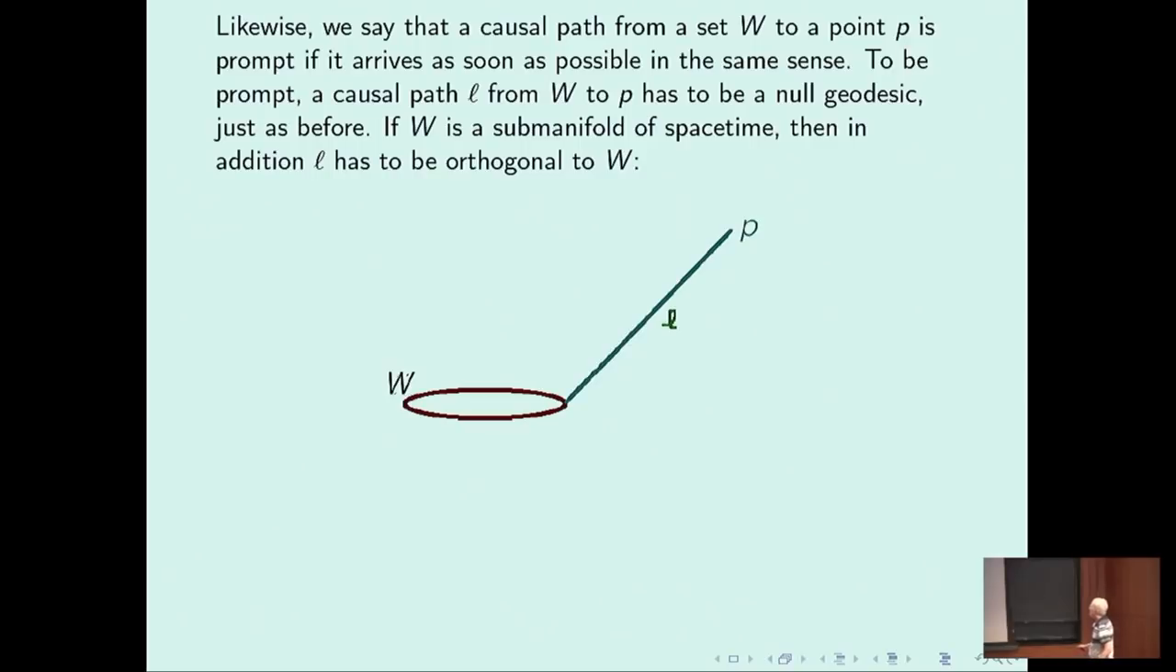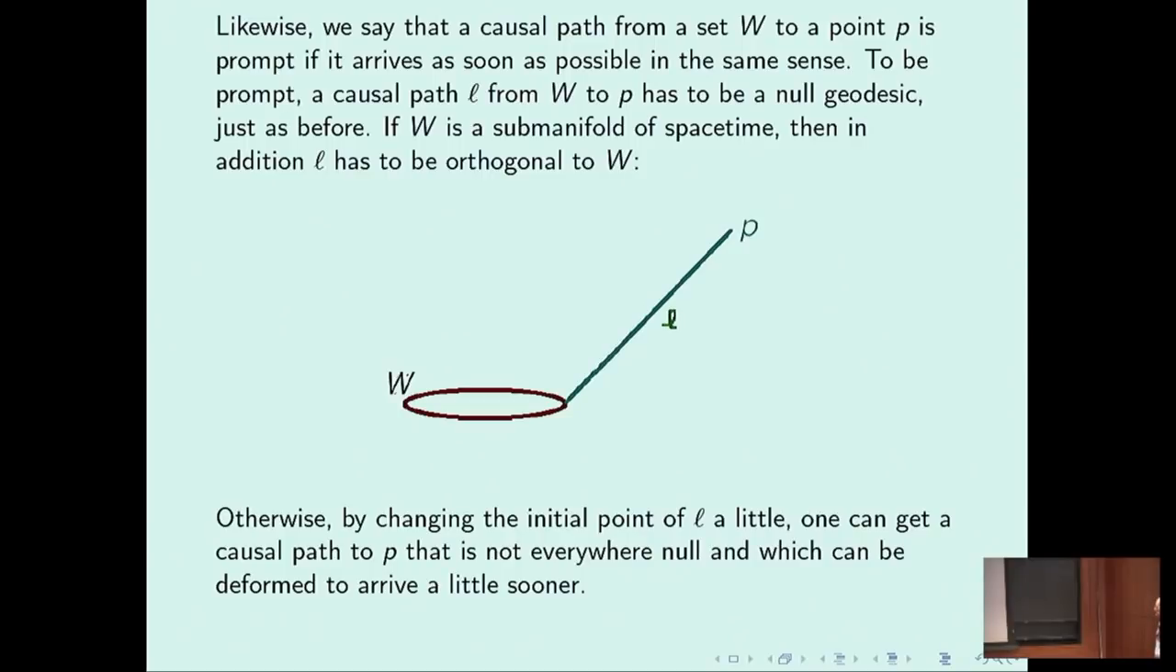So L is prompt if there's no path that would have arrived slightly before P. The same arguments show that a causal path to be prompt has to be a null geodesic. And very, very importantly, if W is a submanifold, then in addition, L has to be orthogonal to W. The argument for that last statement is very important, but the argument for it is the same as it was in the Euclidean case if you saw it in high school.